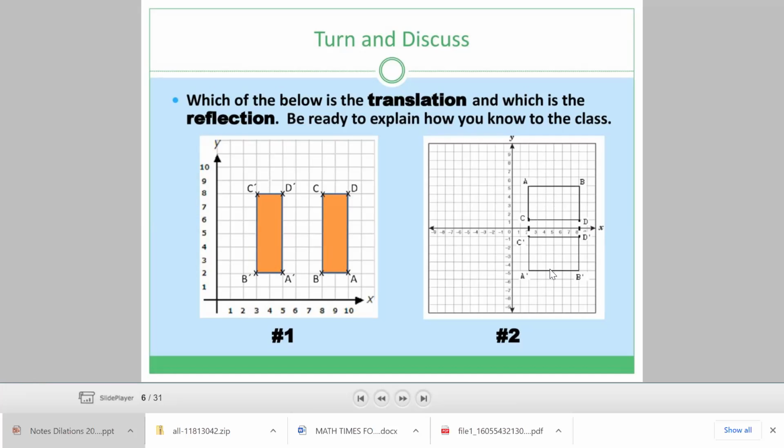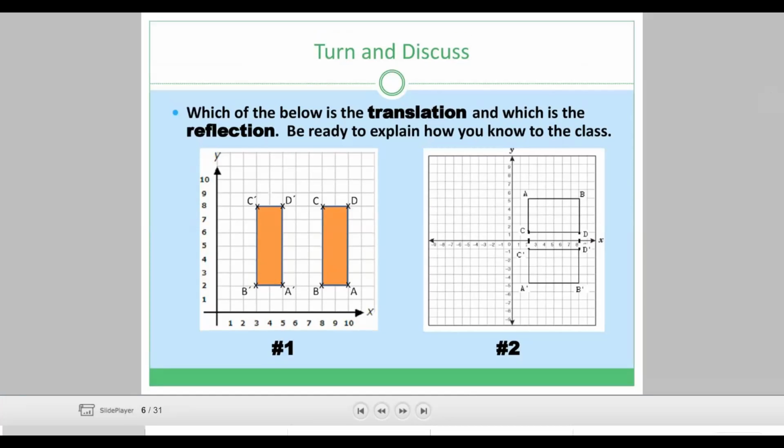Number one is the translation, and number two is a reflection. Okay, so everybody so far, we have 3 contributions so far, and everybody is saying the same thing. Okay, yes, and also in the chat, we have the same answer here. Okay, and you are correct.